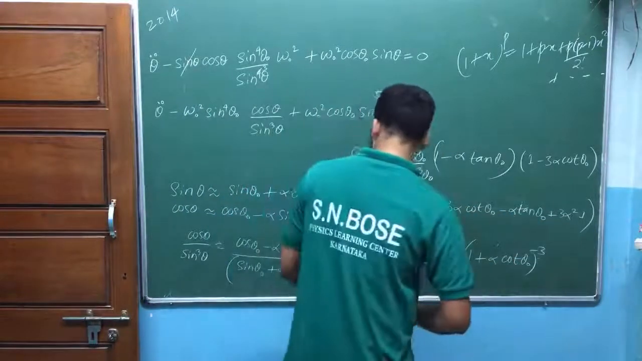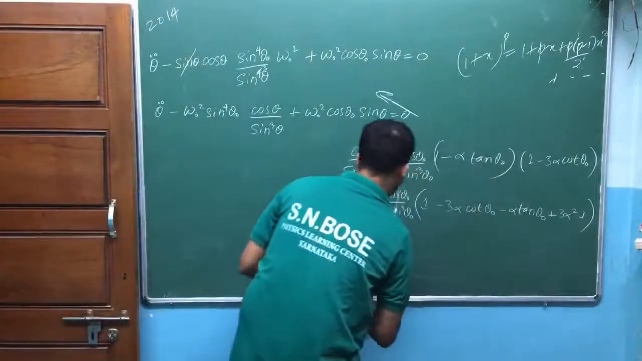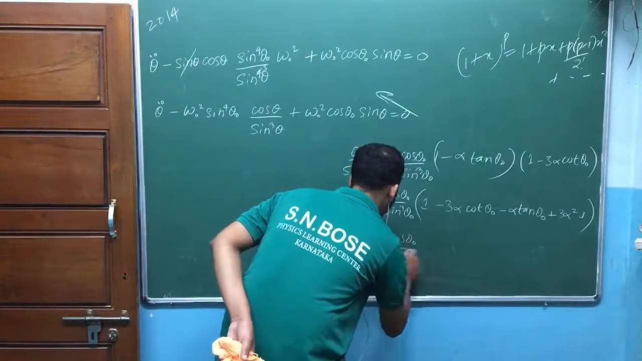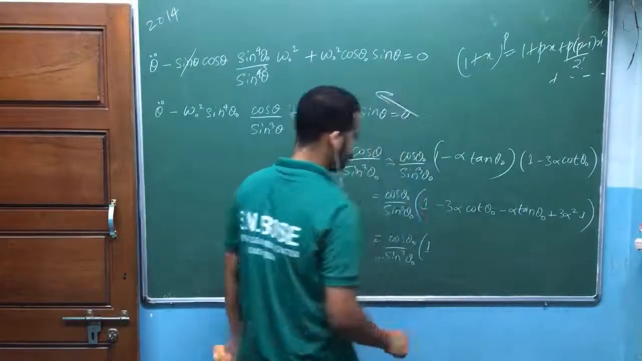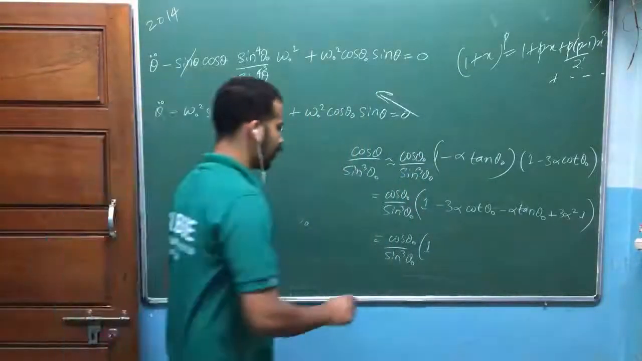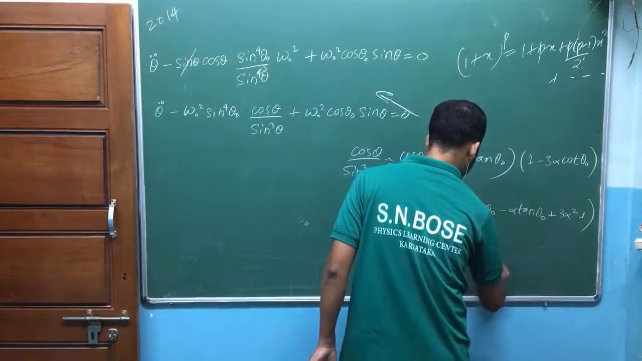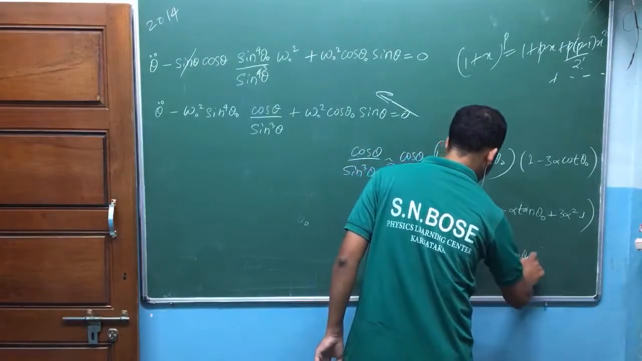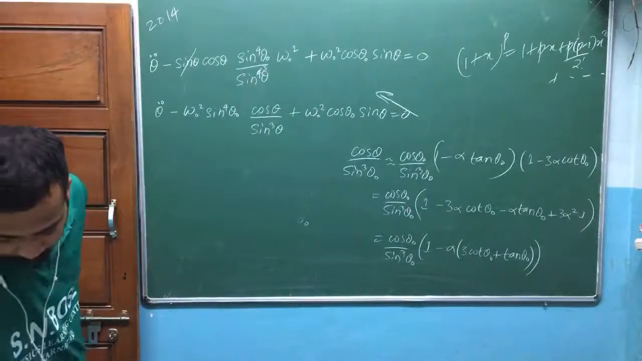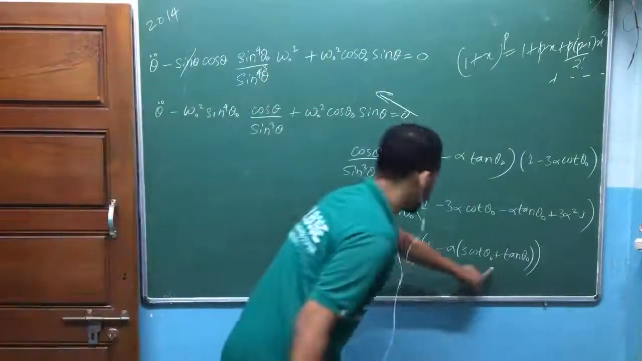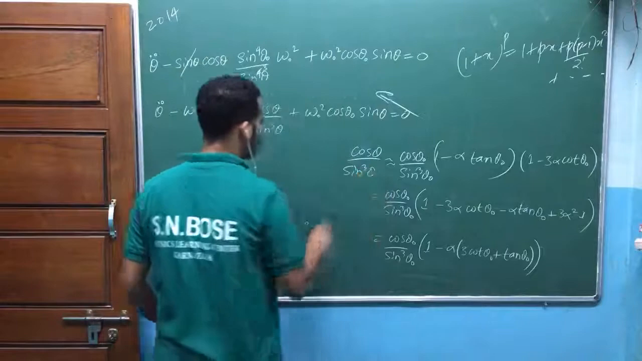So if I assume that, at the end what I get is cos theta naught divided by sine cube theta naught, and I can take alpha common: 1 minus alpha into 3 cot theta naught plus tan theta naught. Can I write like this? Now I am going to substitute this one: 1 minus alpha tan theta naught plus 3 cot theta naught. That's what you will get. Not theta naught here, okay? Cos theta by sine cube theta.